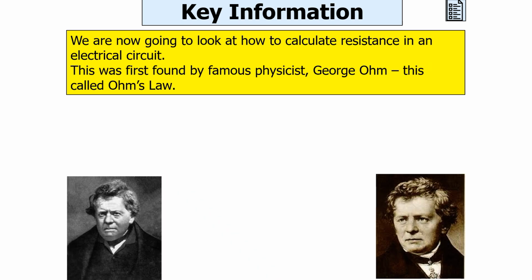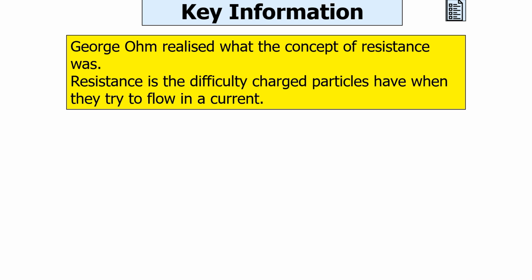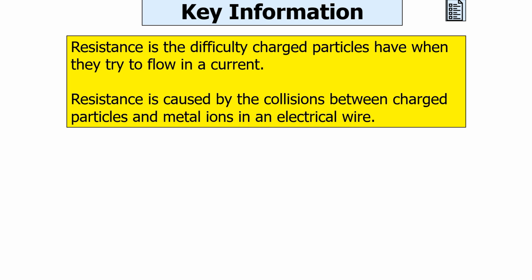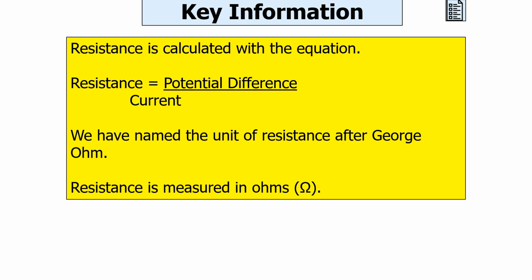We're now going to look at how to calculate resistance in an electrical circuit. This was first found by the famous physicist George Ohm, so it's called Ohm's law. George Ohm realised what the concept of resistance was. Resistance is the difficulty charged particles have when they try to flow in a current. Resistance is caused by the collisions between charged particles and metal ions in an electrical wire, and is calculated with the following equation: resistance is equal to potential difference divided by current. We've named the unit of resistance after George Ohm, so resistance is measured in ohms.